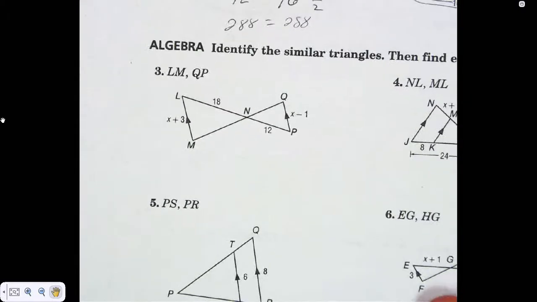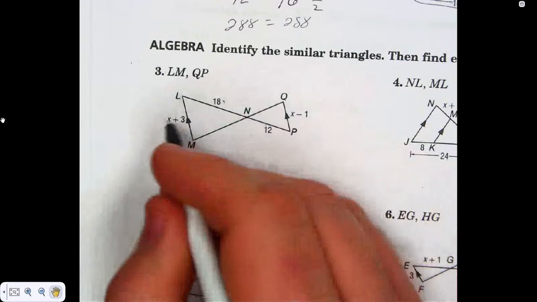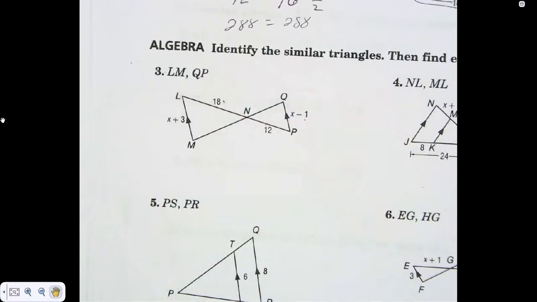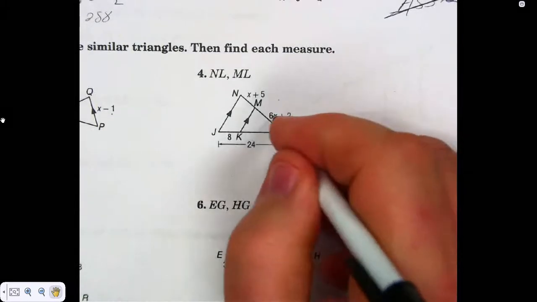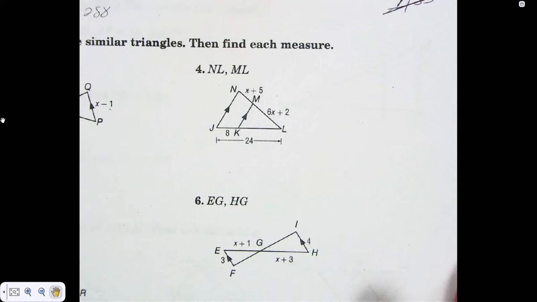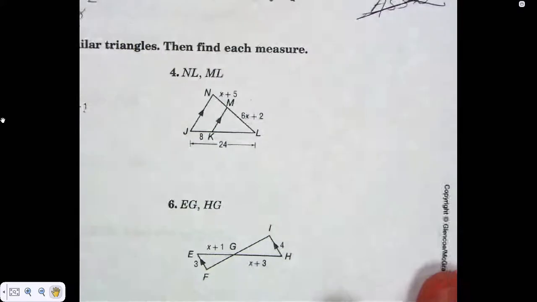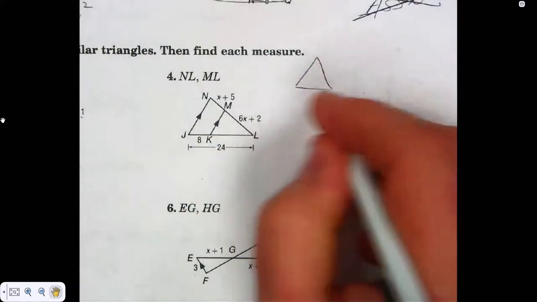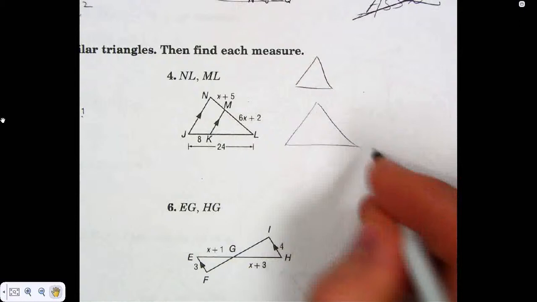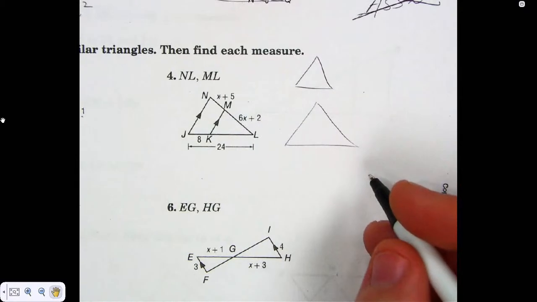How are we on these? Do you guys see that 18 over 12 is equal to x plus 3 over x plus 1, x minus 1? You guys see that? Yeah. Okay. On 4, what would you do here on 4? Once again, why are they trying to make this harder on you? Big triangle, little triangle.